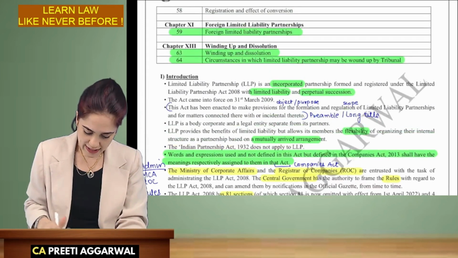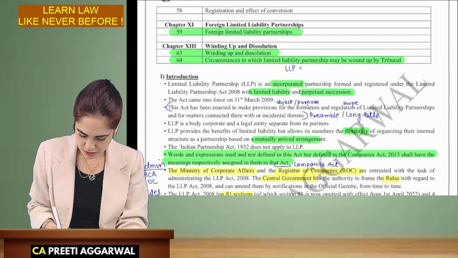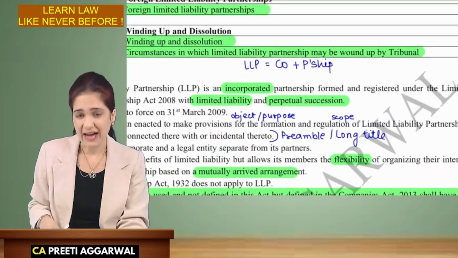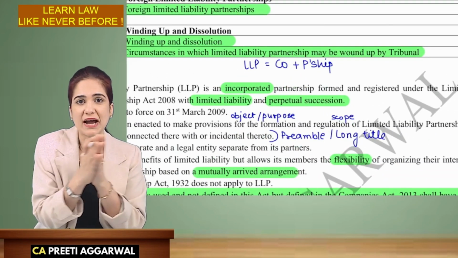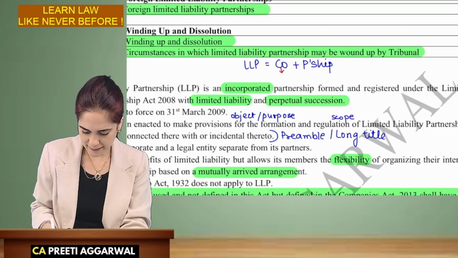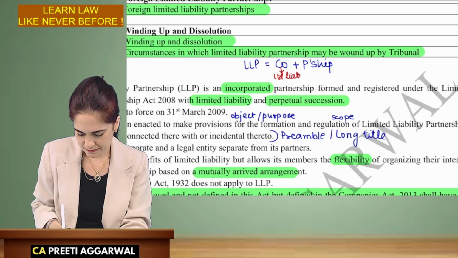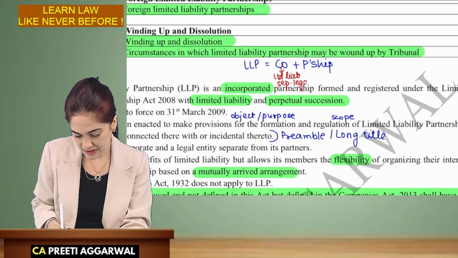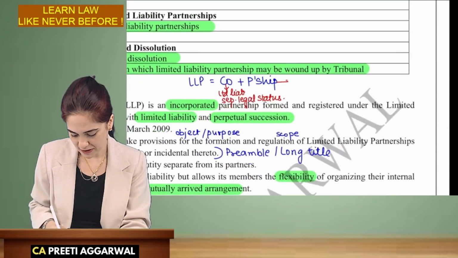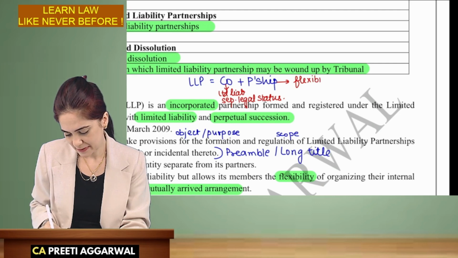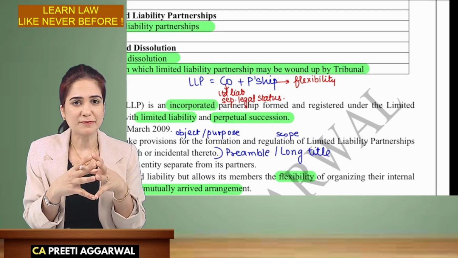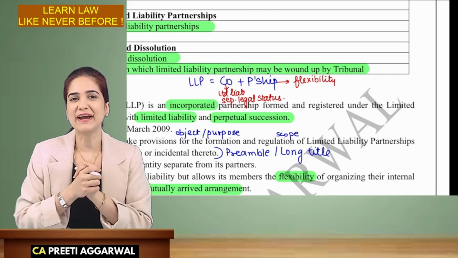Now, LLP is actually a combination of the company form of business as well as partnership. You won't believe it. It has the best features of company as well as partnership. As far as company's best features are concerned, the best features include limited liability, separate legal status, and the best feature of partnership is flexibility. So yes, when you combine the flexibility, limited liability and separate legal status, you get an LLP.